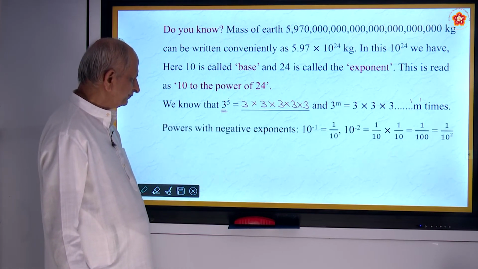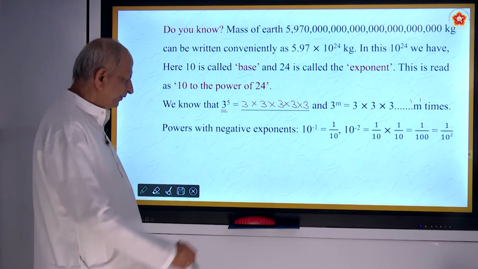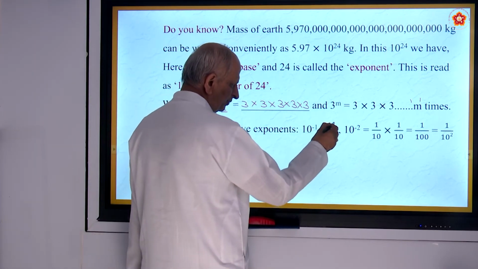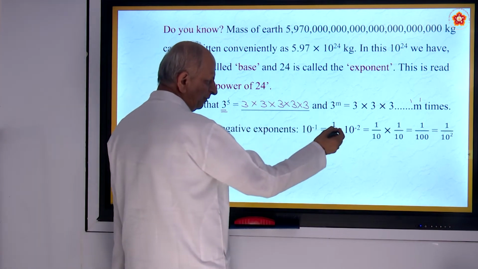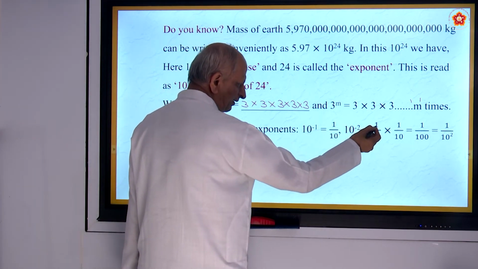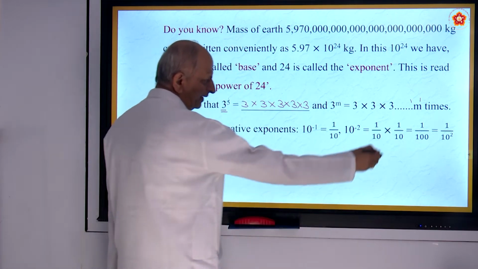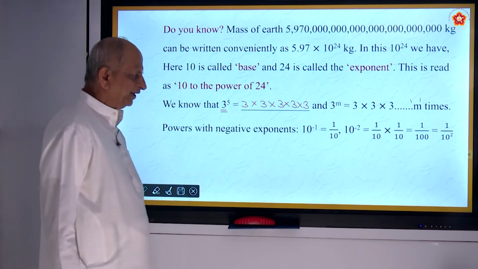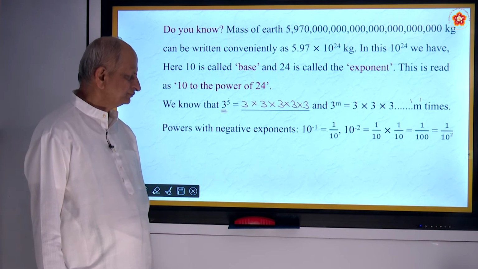Correct? Now what about negatives? Suppose you have 10 to the power of minus 1, what do you call it? 1 by 10. And what about 10 to the power of minus 2? It means 1 by 10 into 1 by 10, that is 1 by 100. So 1 by 10 square. 10 to the power of minus 2 means 1 by 10 square.